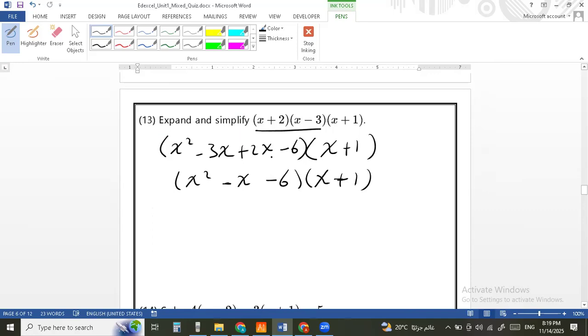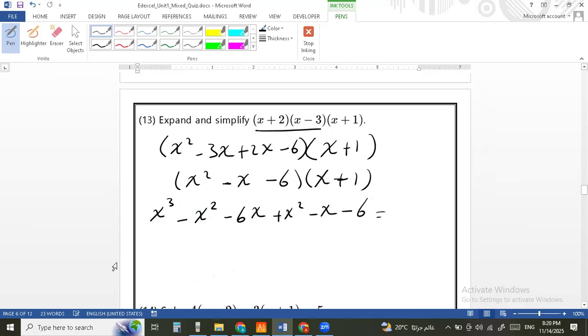All right, let's do this. X times x squared is x cubed. X times negative x is negative x squared. X times negative 6 is negative 6x. 1 times everything stays the same when you multiply by 1. So positive x squared minus x minus 6.